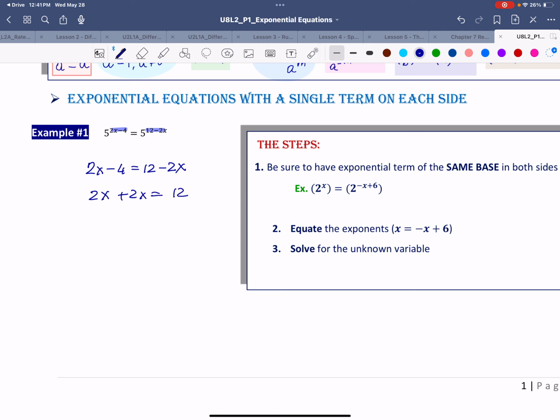Bring all the numbers to the right, variables to the left, and then we get 4x equals 16, from where we get x equal to 4.